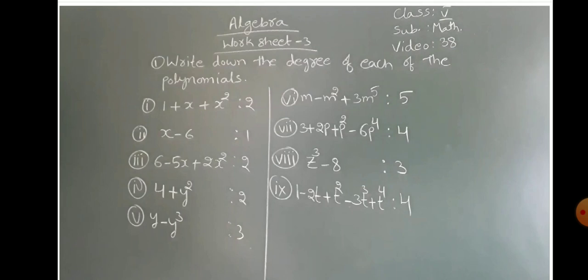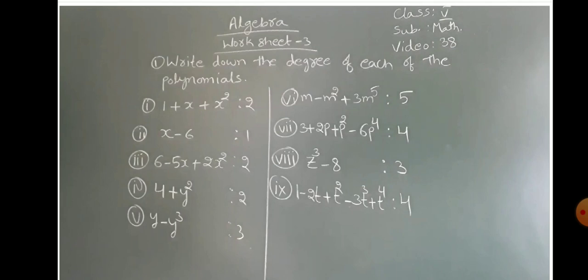Next, coming to the second term, here we have x. Its power is not mentioned there. If there is no power mentioned, then it will be 1 by default. So the degree of the second term is 1. Next, the degree of the third term is 2. Only one variable is there here. Its power is 2, so its degree will become 2. Therefore, the highest degree of all these 3 terms is 2. That's why the degree of the first question is 2.